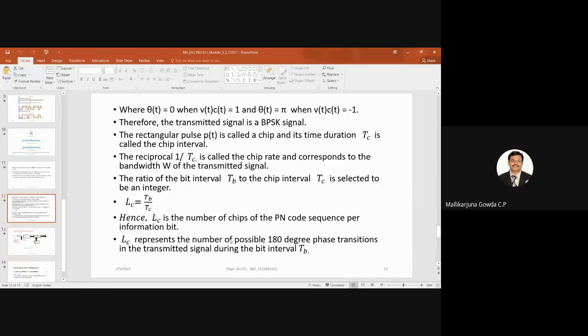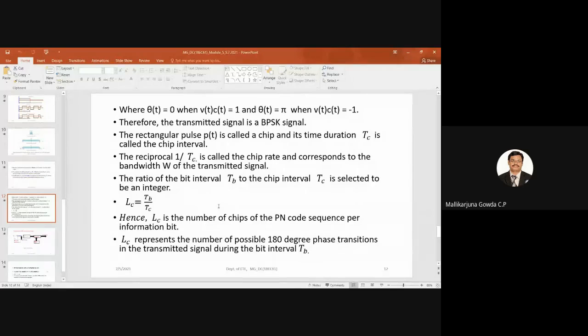Yeah. So hope you understood what L suffix C is. L suffix C is the what? The number of chips of the pseudo-noise code sequence per information bit. And I said this L suffix C also represents the number of possible 180-degree phase transitions in the transmitted signal during the bit interval TB. So this relation is very important: TB by TC.